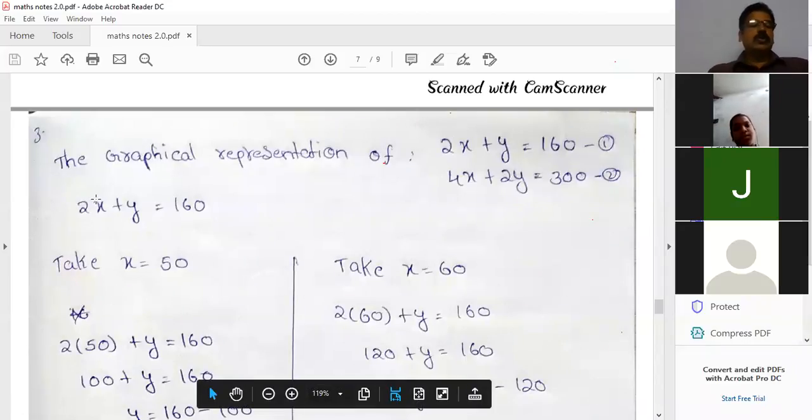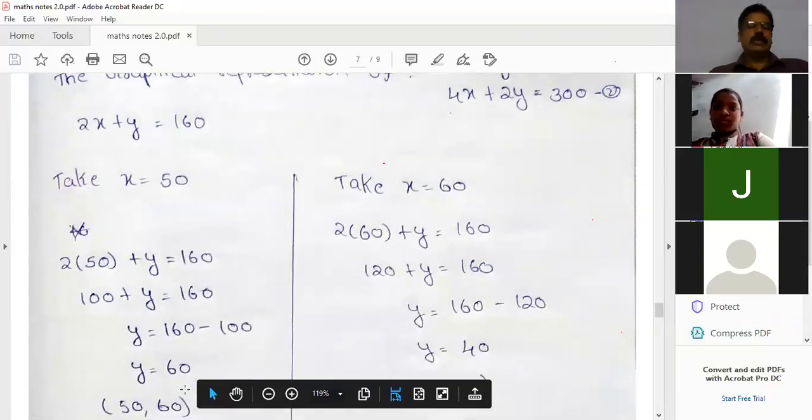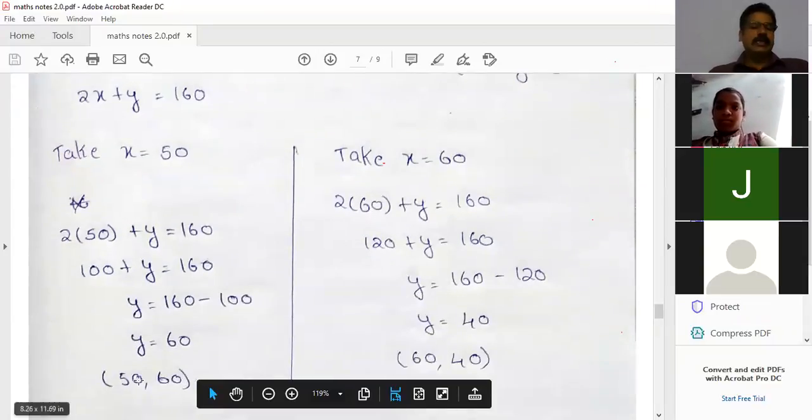Then 2x means 2 of 50, 2 into x, in place of x, 50. 2 of 50 plus y equal to 160. 2 of 50 means 50 into 2, 2 fives are 100. 100 plus y equal to 160. y equal to 160 minus 100, that equals 60. Then my first solution is 50 comma 60.